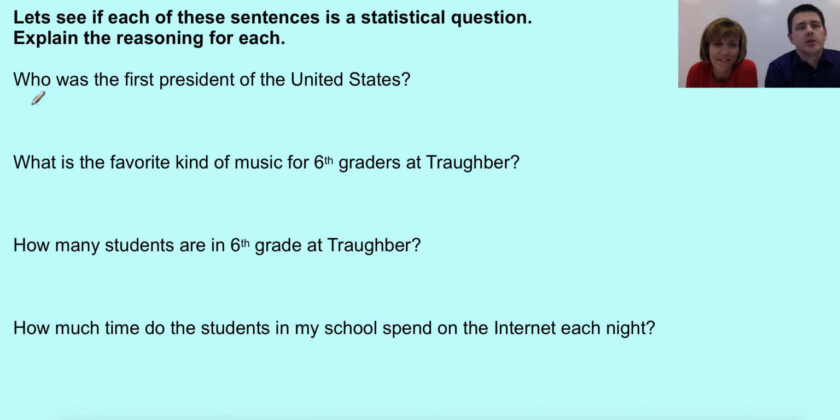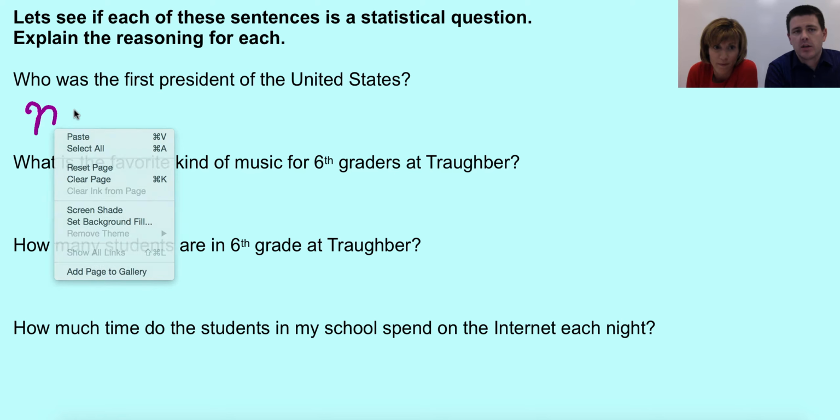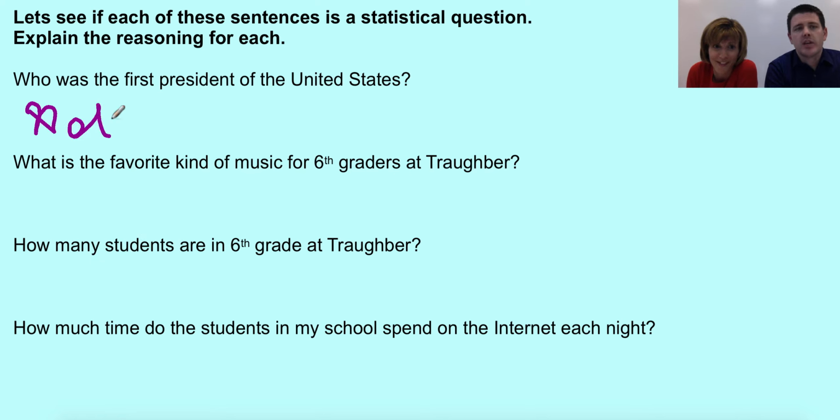So our first one was, who was the first president of the United States? Well, if you think about this question, there's really only one correct answer for it. You could have a lot of wrong answers, but there's really only one correct answer. So this fails the variability. It doesn't have more than one possible answer. So we would say not a statistical question.